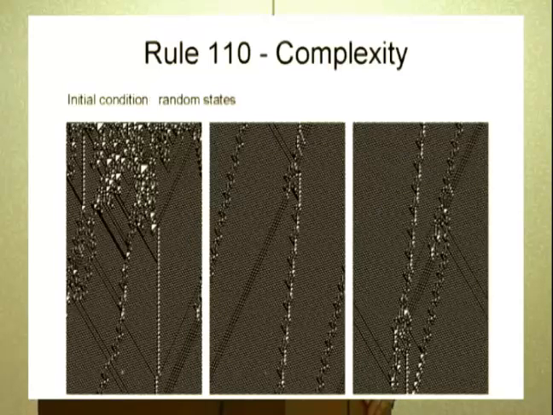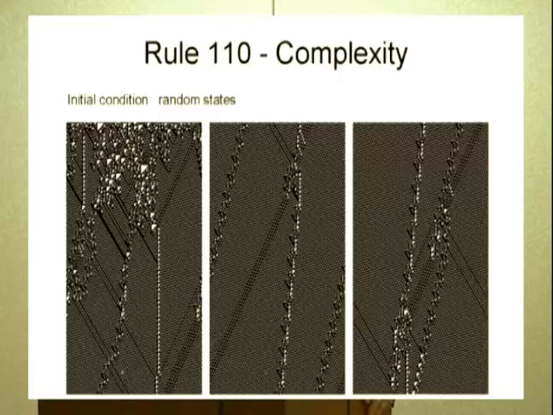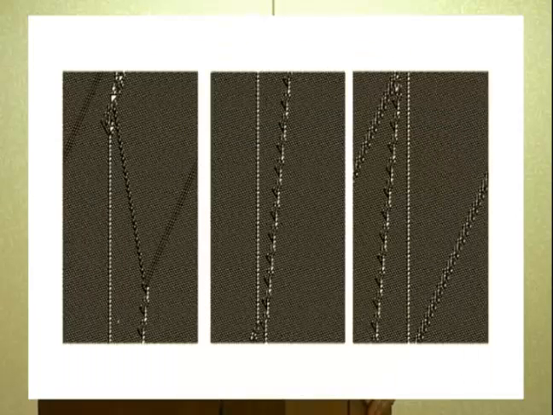Here's another example of rule 110, which continues for a long time. So it starts here, here's 300, it continues to 600, to 900, and you can see these structures continuing to develop and move through time and interact with each other, and here's another 900 generations, and it continues along.